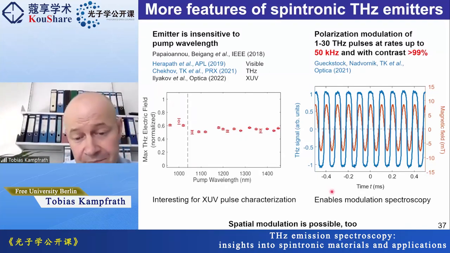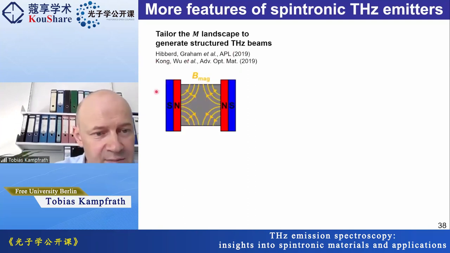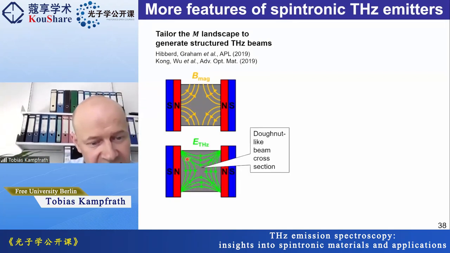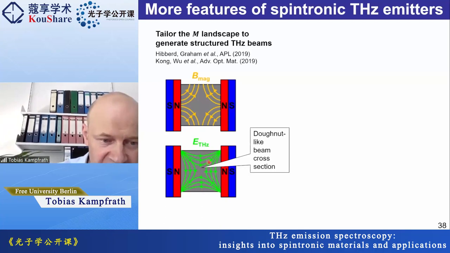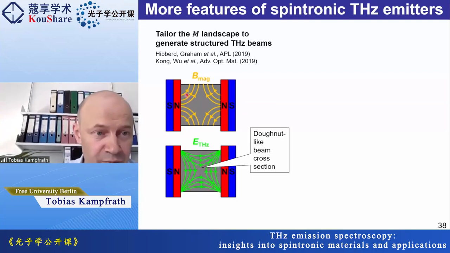And one can not only temporally modulate the magnetization of the spintronic structure, you can also do it spatially. And this is what, for example, a group from the UK, United Kingdom, did, but also the group of Xian Jun Wu. So you can take magnets and generate a more complicated magnetic field distribution in the plane of the spintronic sample. And then you can, for example, generate electric field distributions of your terahertz beams that have, for example, this donut-like beam cross-section. In this way, you can also modulate the polarization spatially of your terahertz pulses and, for example, induce elliptically polarized, like for example, Xiao Jun Wu did.